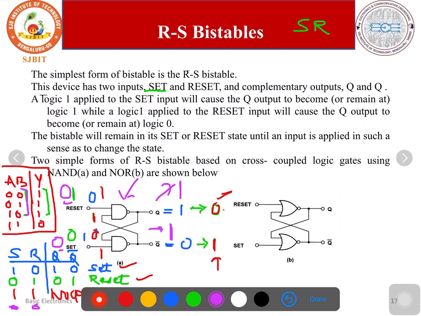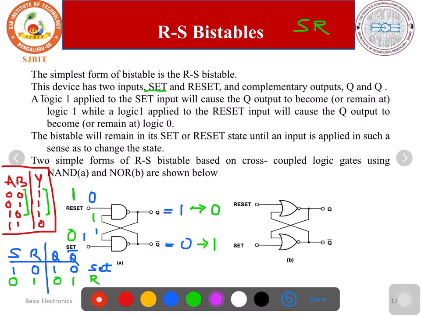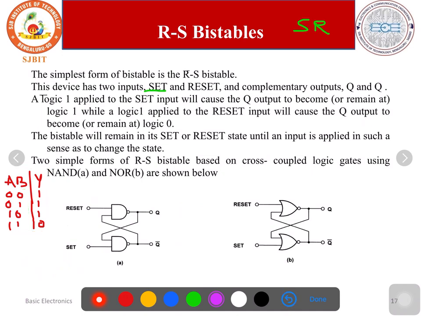I think this is clear for you, the RS bistable using the NAND gates. Now let us move on to the same RS bistable but using NOR gates. So for that we need the NOR gate truth table. So let us write the NOR gate truth table. NOR gate, it is the NOT of OR gate.